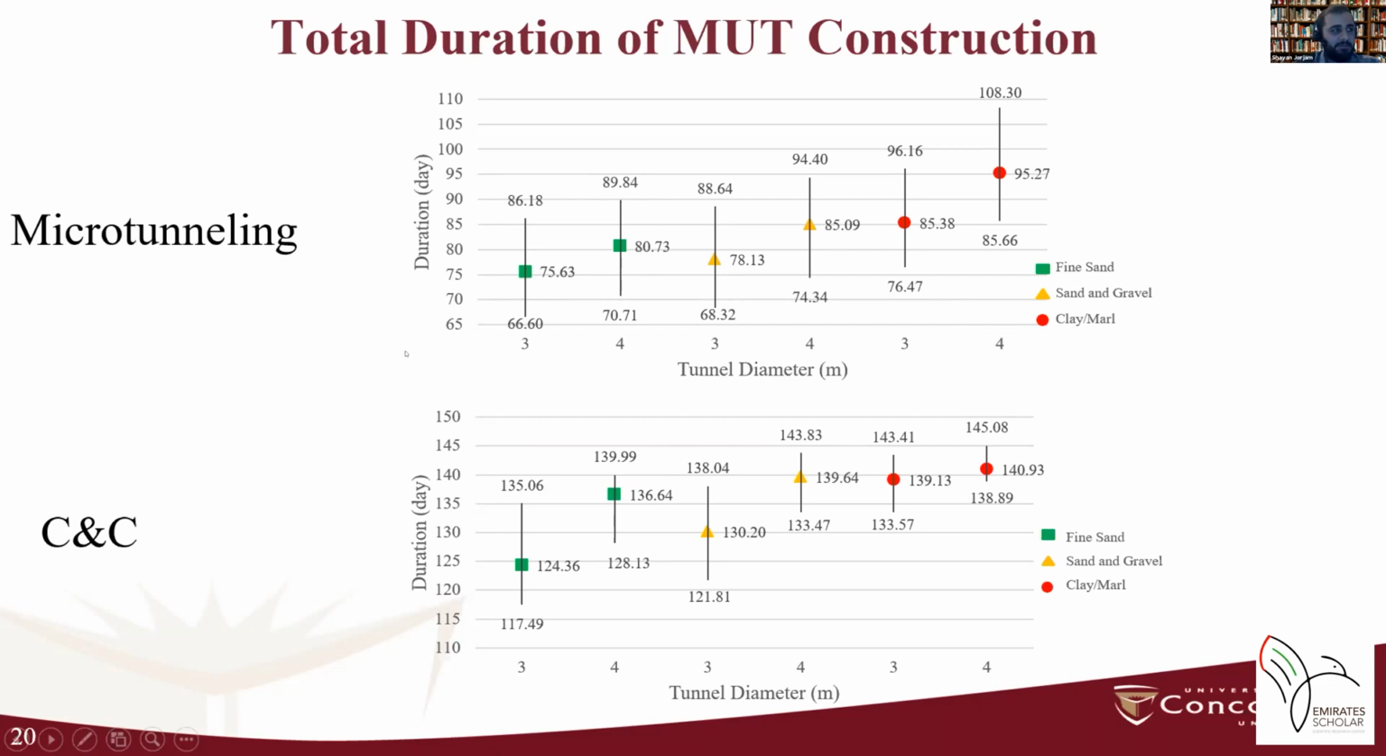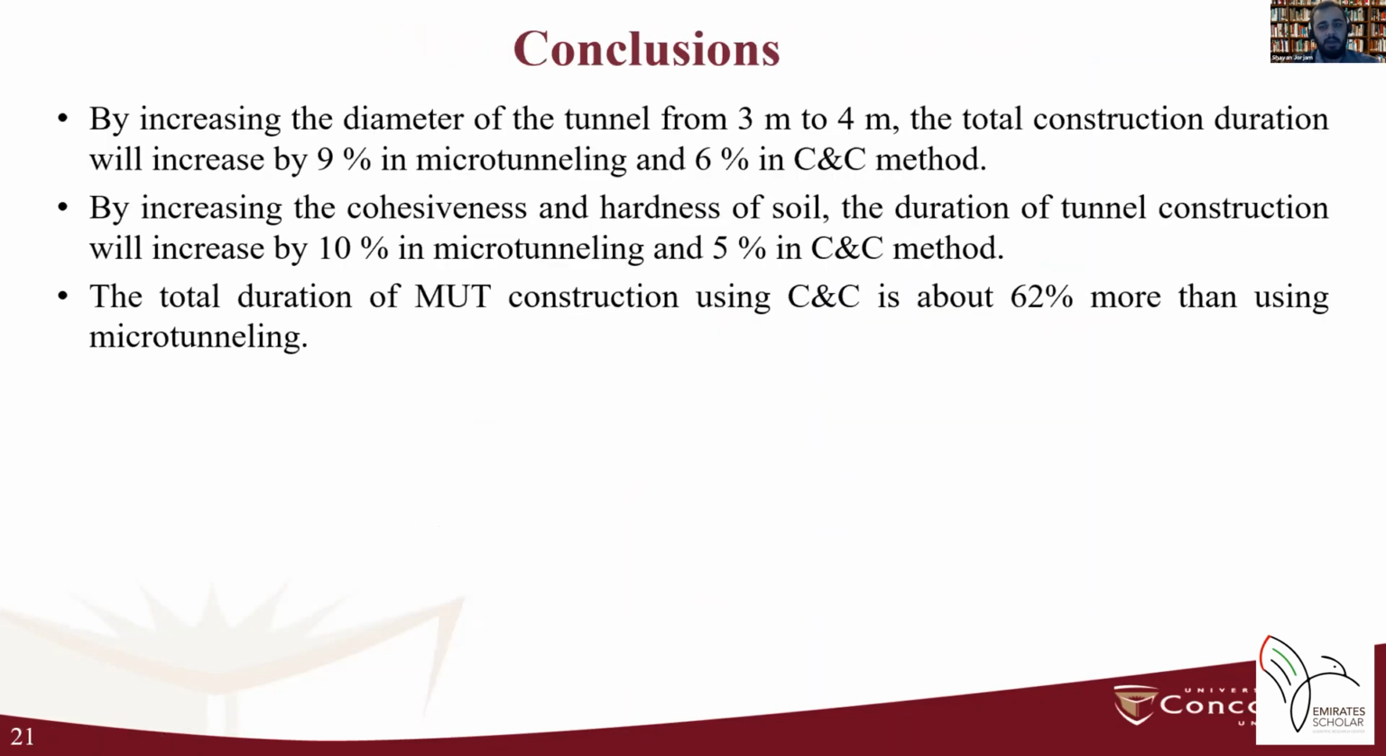As an example, it takes about 75 days to build a 3 meter diameter tunnel in fine sand using the microtunneling method, whereas for the same tunnel, if you use the cut and cover method, it will take about 125 days. For the conclusions of this research, I can say that by increasing the diameter of the tunnel from 3 meter to 4 meter, the total construction time will increase by 9% in microtunneling and 6% in the cut and cover method.